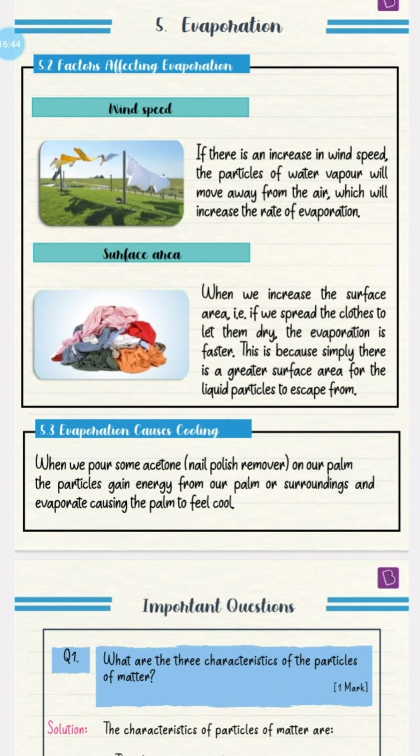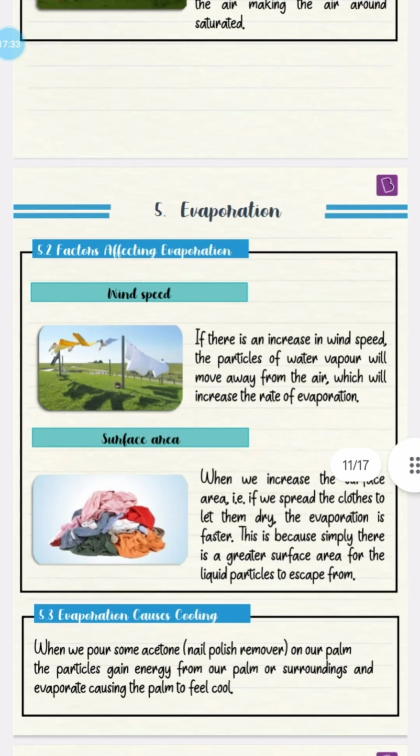Then we have surface area. When we are drying clothes, we spread the cloth to let it dry, right? So why? So that the evaporation becomes faster. There is one more example. When we drink milk or tea in a glass, it gets cool very slowly, right? And when we put it in a pan or a saucer and then sip it, the evaporation occurs fast, and hence it causes cooling. This is simply because there is a greater surface area for the liquid particles to escape from.